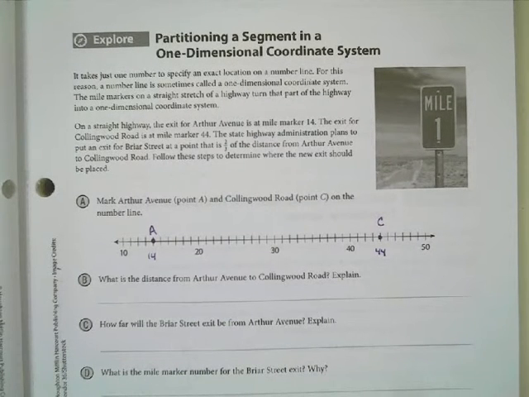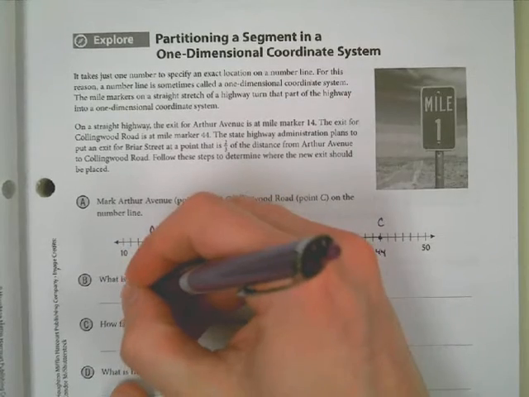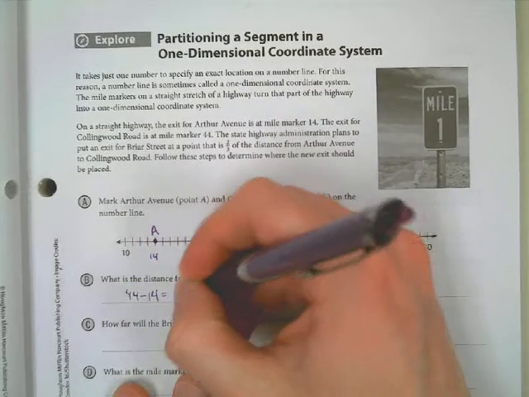What could we do to find the distance? You don't have to give me the actual number. What could we do to find the distance? Yeah, subtract. 44 minus 14, which is 30. So 30 miles.